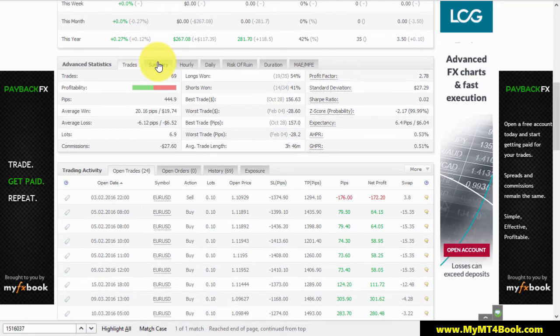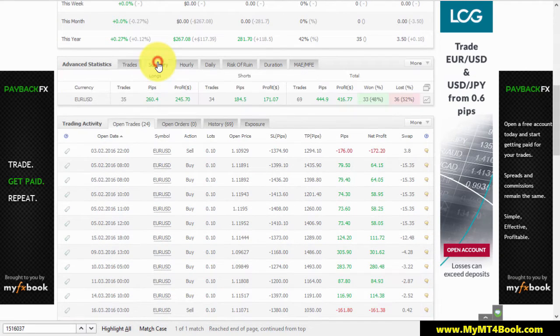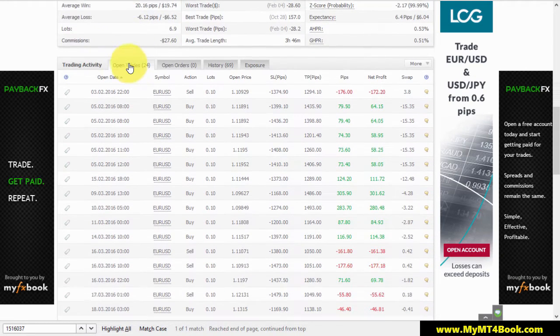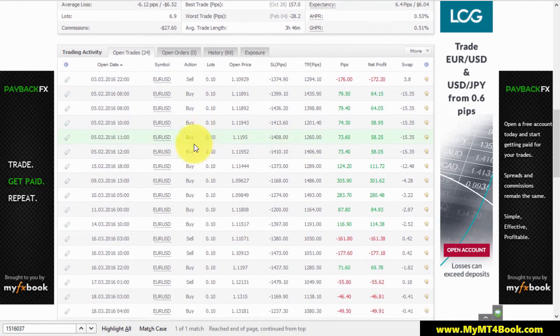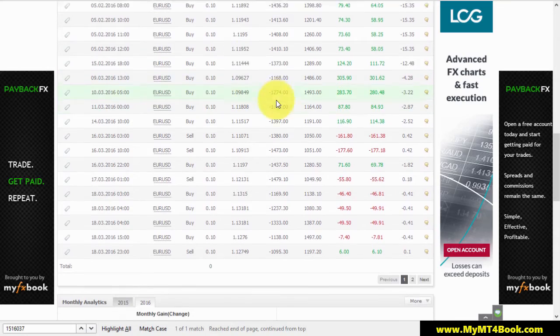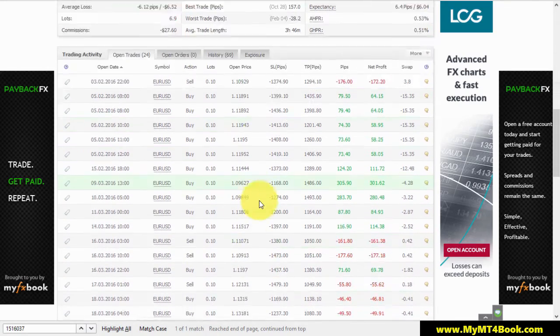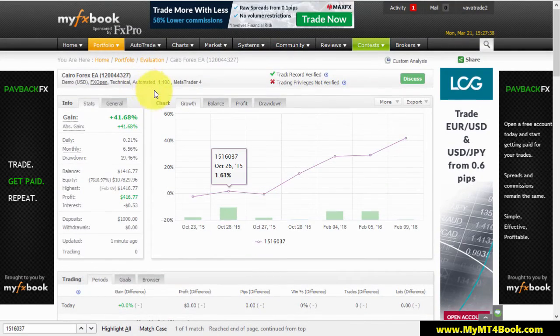Okay, so now let's take a look at the open trades, but I think these open trades go from all the trading strategies, so it's not relevant to look at them. Now let me show you another trick.